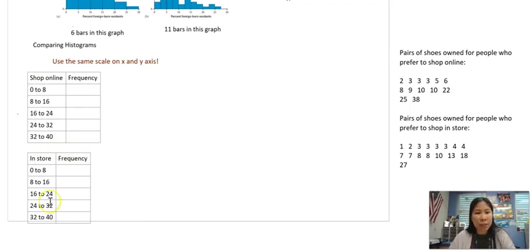I'm going to set up two different tables now, but everything else within the table is the same. So here are my widths of each bar, same on both of them. And then we're just going to go through each data set to count up the frequency.